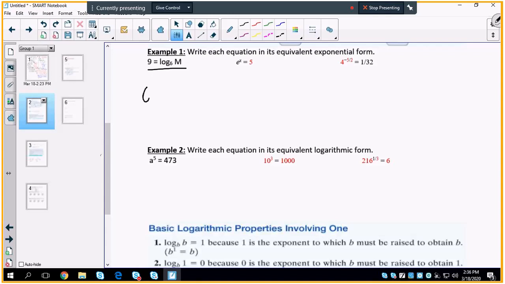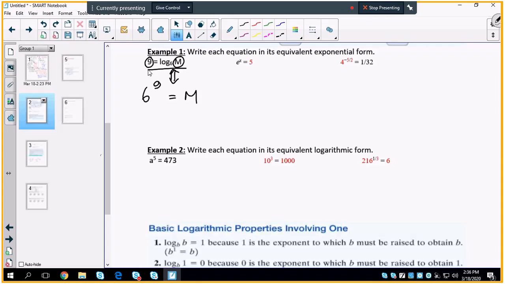So base remains base. Input becomes output. The input was m, so it will be equal to the output. The output was 9, so it will be equal to the input. So 6 to the power 9 equal to m is the corresponding exponential equation. So it was logarithmic, and I have shown you how to change it to an exponential equation.